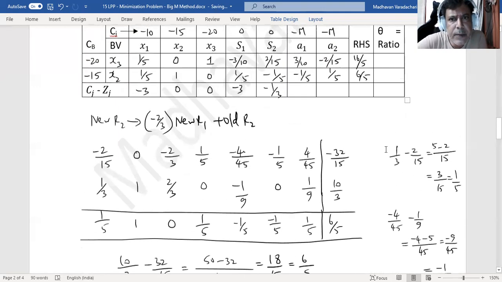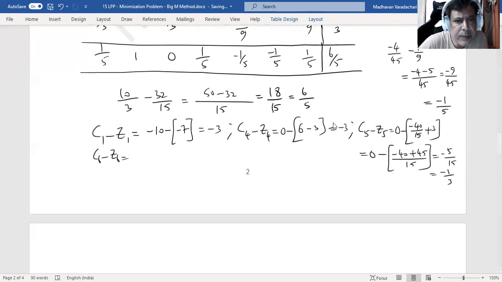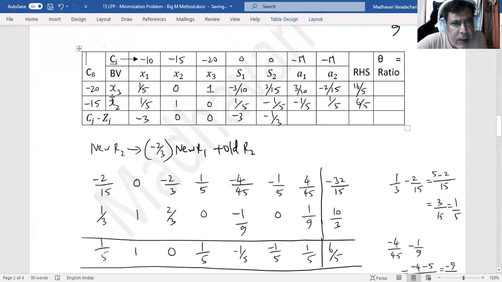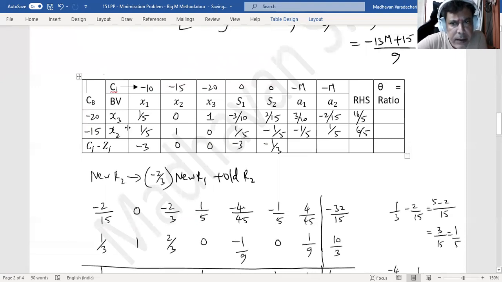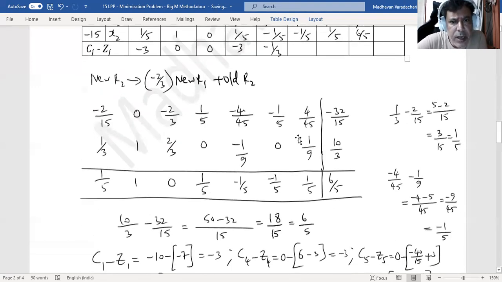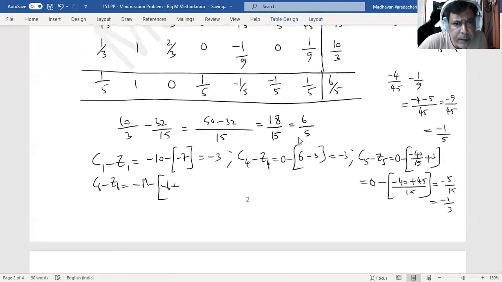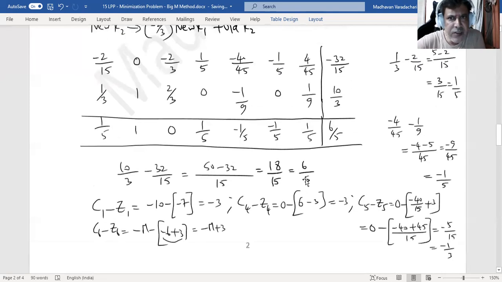Then we have C6 minus Z6. What is C6? Negative M minus of Z6, minus 20 into 3 by 10. So it is minus 2 into 3, minus 6. Okay. And then positive 3, plus 3. So it is minus M. This is minus 3. Minus of minus 3 is plus 3. So it is actually minus M plus 3.